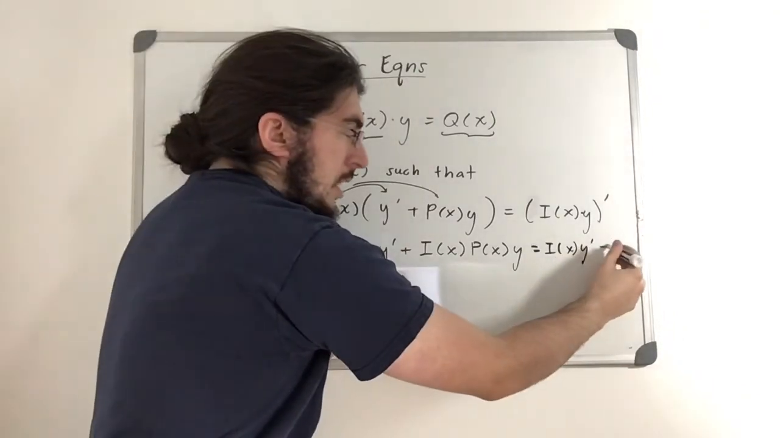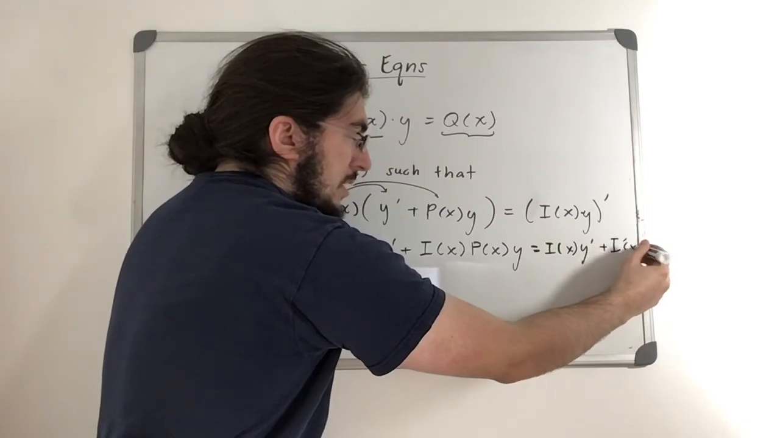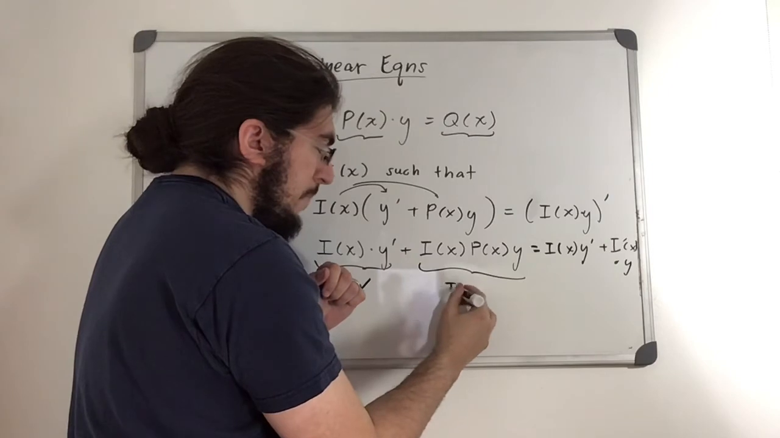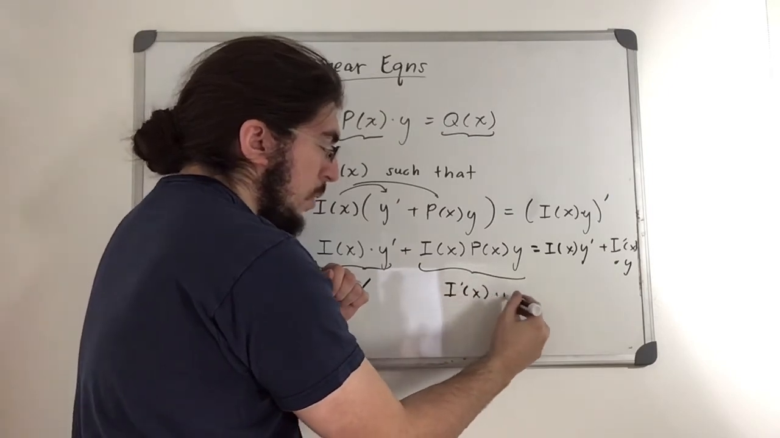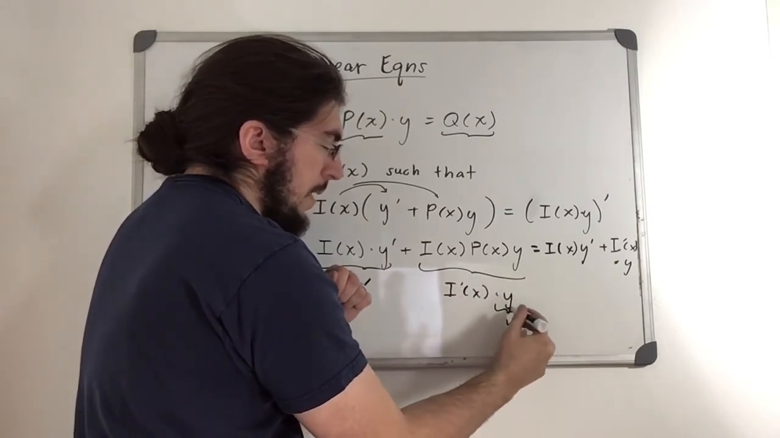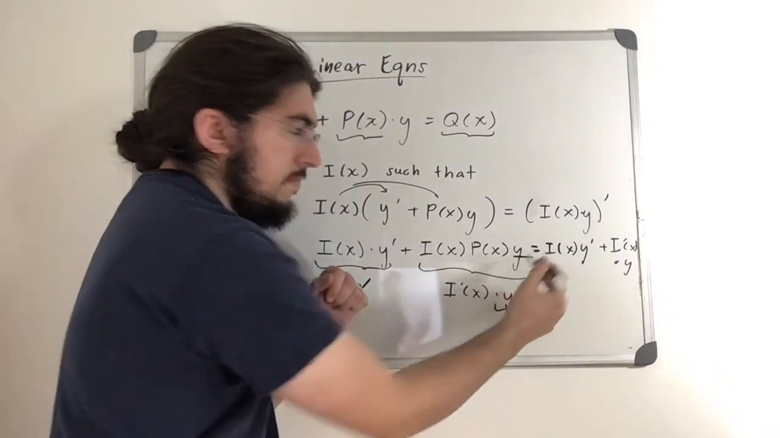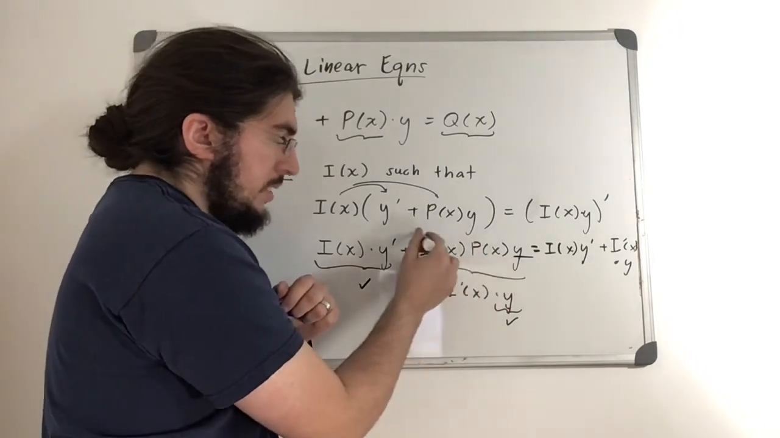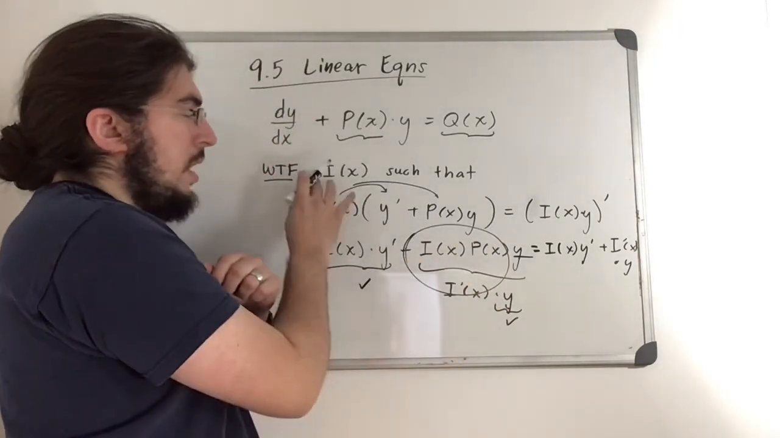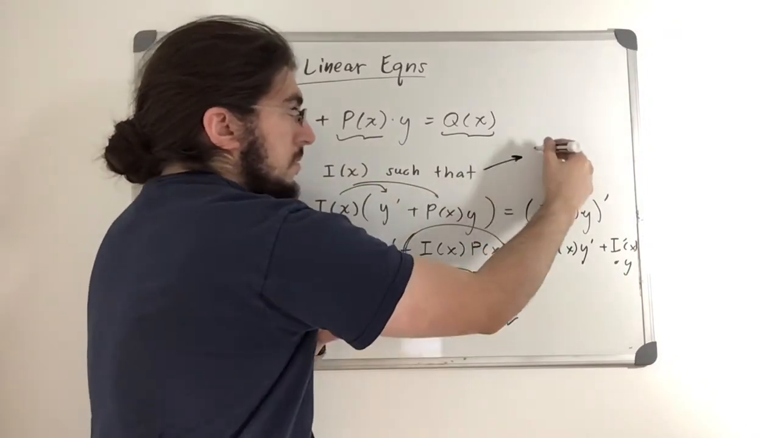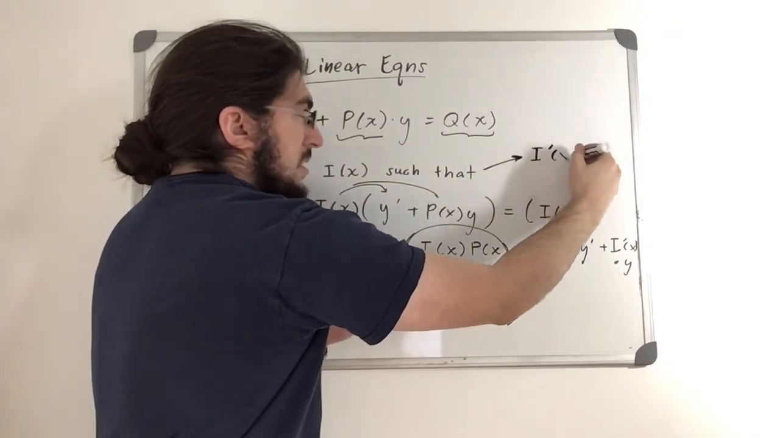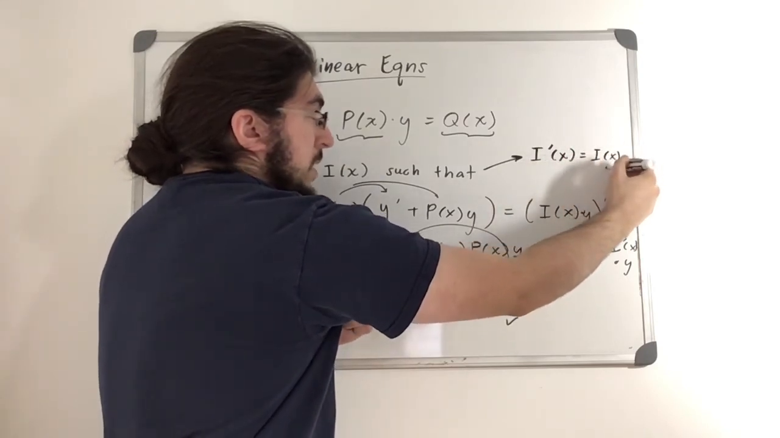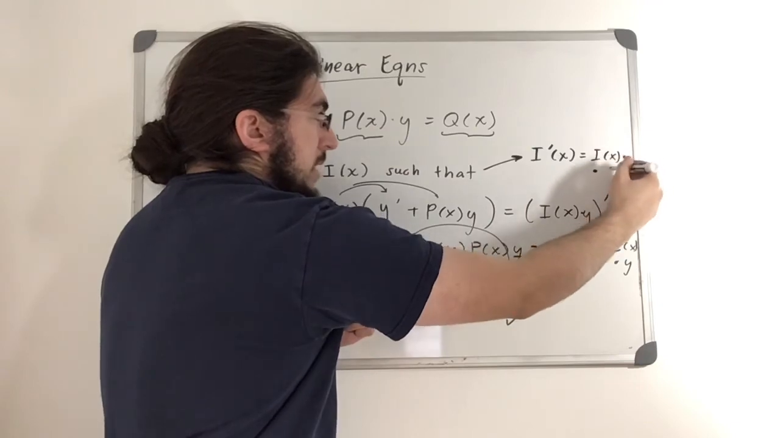And then plus derivative of I, which is I prime of x, and I ran out of space, but it's fine, times y. So this should be I prime of x times y. Now the y part is okay, because our y is right here. See that? So now what we want is for this to be satisfied. So basically we want I such that I prime of x is equal to I of x times p of x.